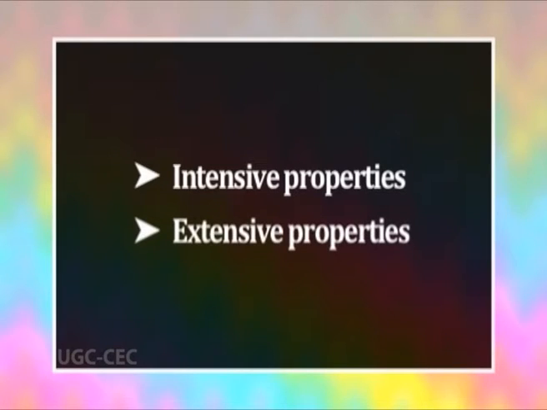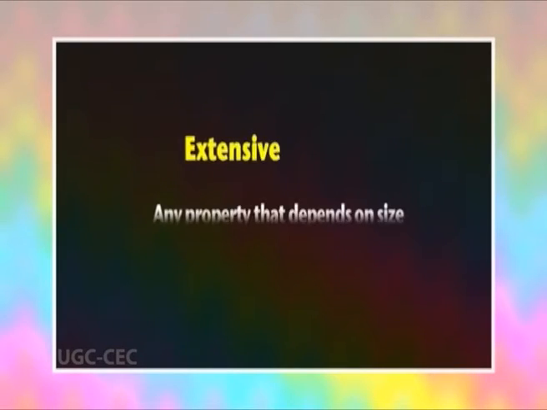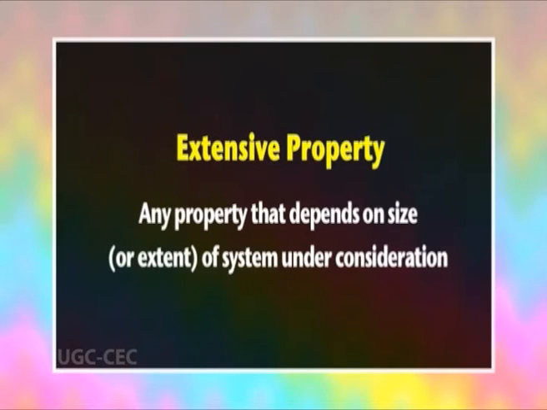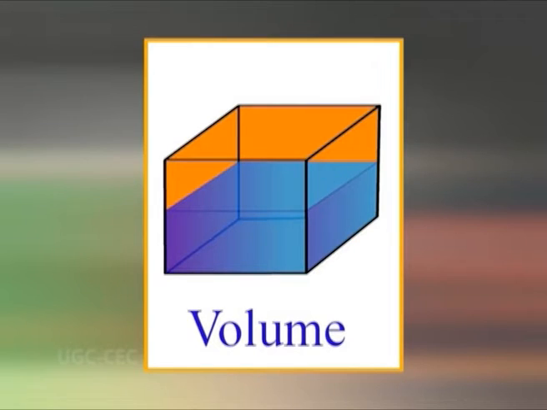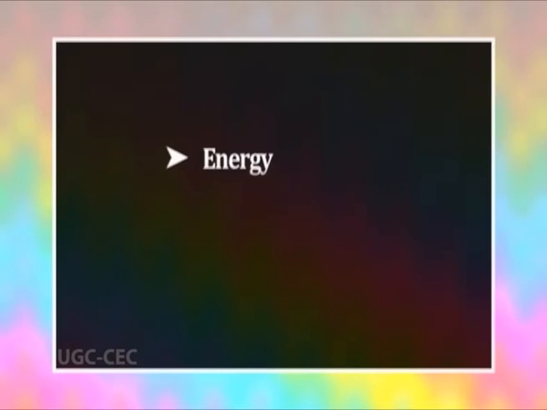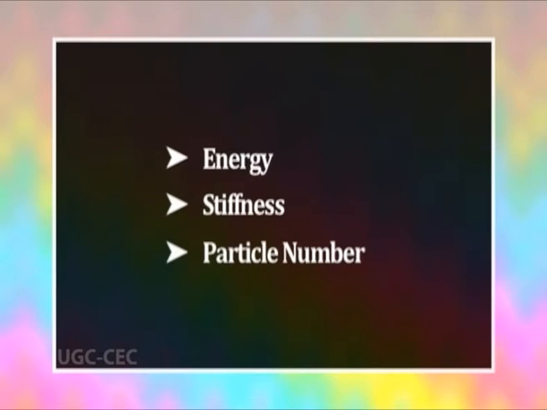Coming to their properties. Thermodynamic properties are divided into two broad types, that is, intensive properties and extensive properties. An extensive property is any property that depends on the size or extent of the system under consideration. Volume is an example. If you double the length of all edges of a solid cube, the volume increases by a factor of 8. Examples of extensive properties include mass, volume, entropy, enthalpy, energy, stiffness, and particle number.